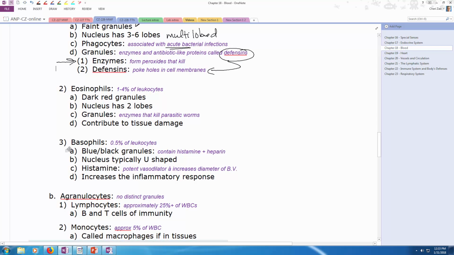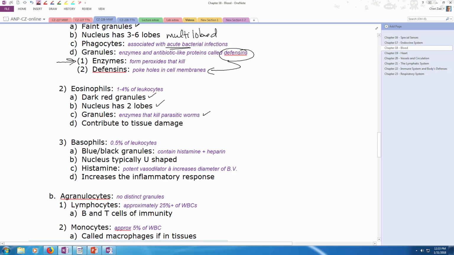Eosinophils are 1 to 4% of your white blood cell count, and the granules indeed are dark red. The nucleus has 2 lobes, and the granules are enzymes that are designed to kill parasitic worms. These enzymes are meant to be dumped in the extracellular environment. These cells aren't big enough to take up parasitic worms. They will surround the worm and then pour their enzymes out onto it and kill the worm that way.